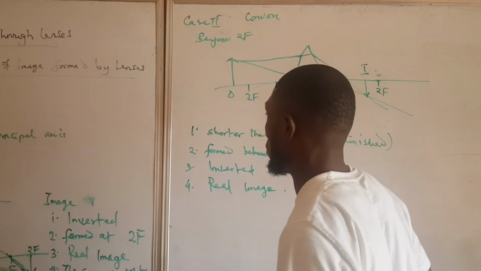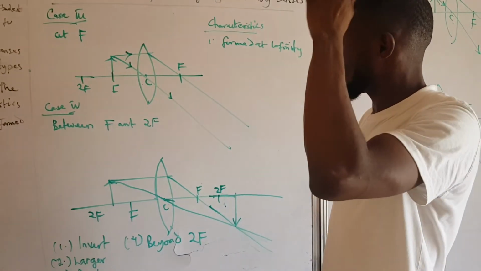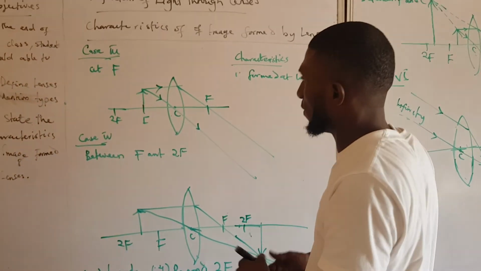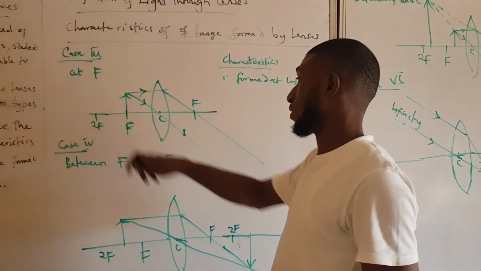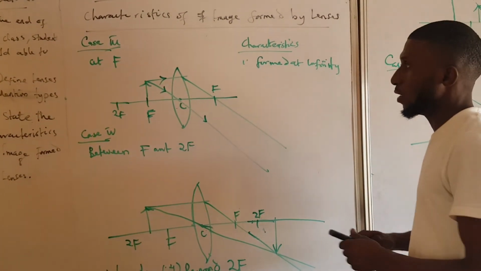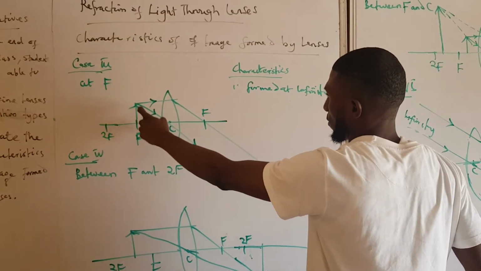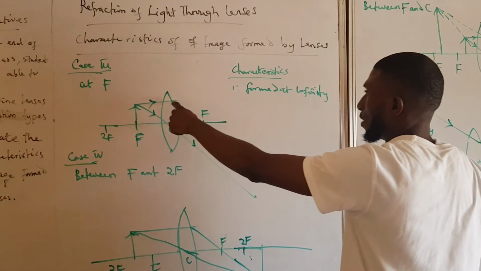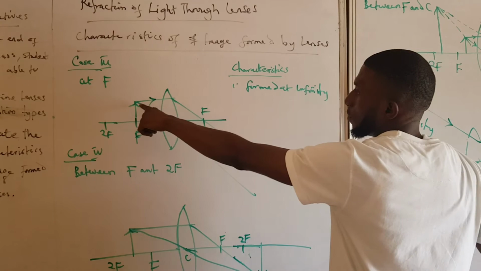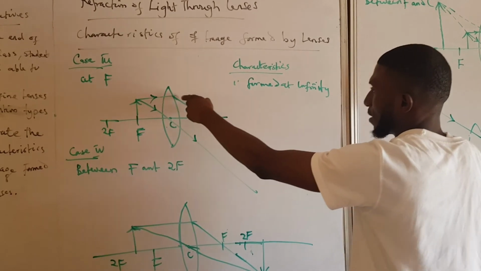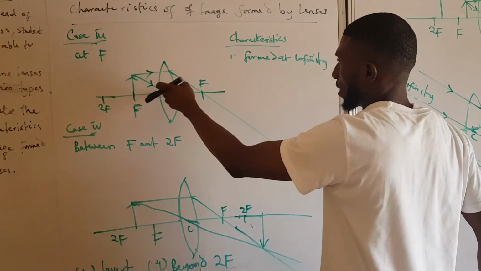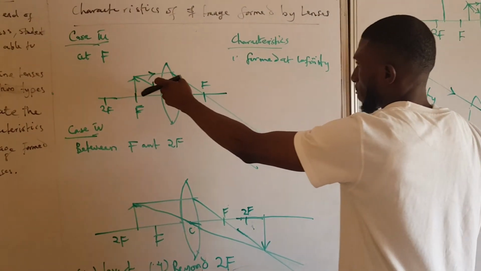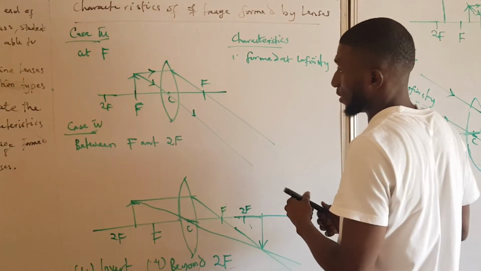Now, the next one, case 3. What if the object is placed on F? If the object is on F, then we have one ray coming from the object at F, parallel to the principal axis, and being refracted through the focus, and the other one coming from the object, passing through the optical center undeviated.